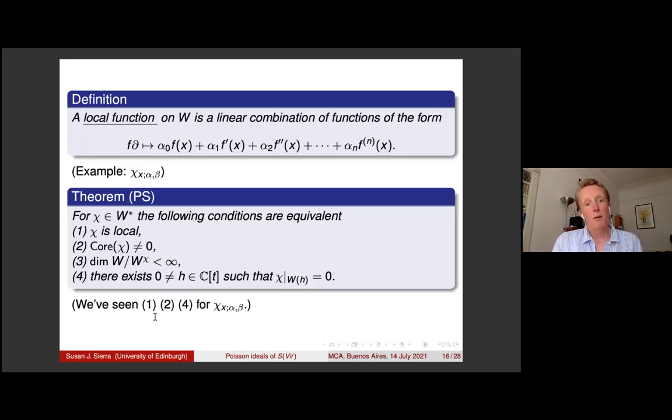And the first main theorem in our paper is that for functions on W, there are 4 equivalent conditions. First of all, the function's local. Second of all, it has a non-trivial Poisson core. Thirdly, the isotropy subalgebra has finite codimension. I'll come back to that. And fourthly, this function vanishes on one of these W of h's, the multiples of a function h. So notice that we've seen that 1, 2, and 4 hold for the function chi x alpha beta.